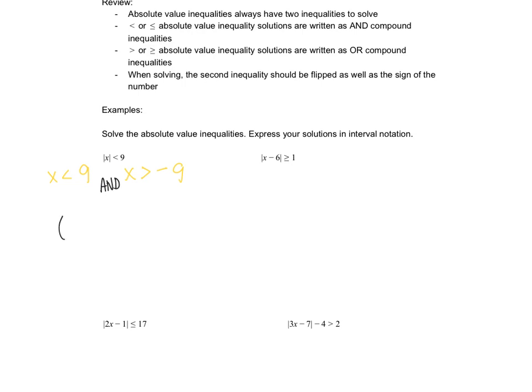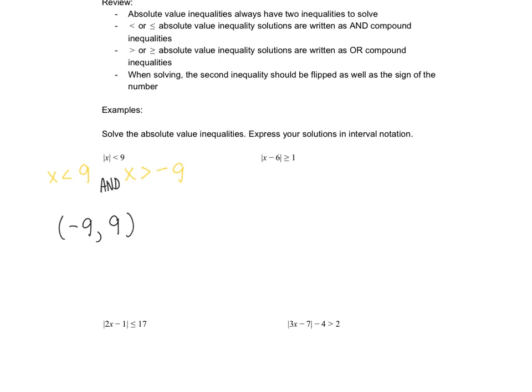When I write my interval, the left side is going to be negative 9 because that's the value I'm greater than, and it's the smaller of the two. And my right side is going to be 9 because that's the bigger value and that's the value I have to be less than. Now in this case, both values should have either both parentheses or both brackets. They should always match here. And because we were strictly less than, we're going to have parentheses with both of our values.